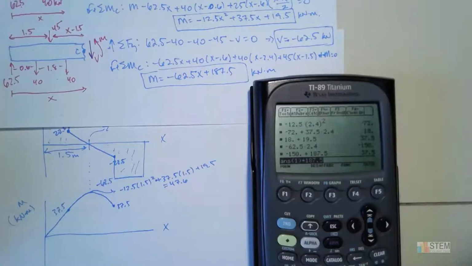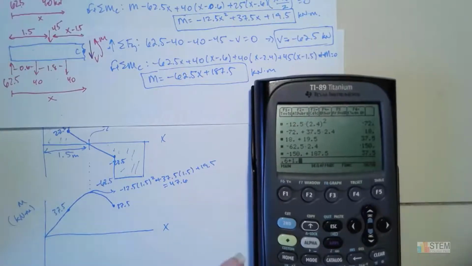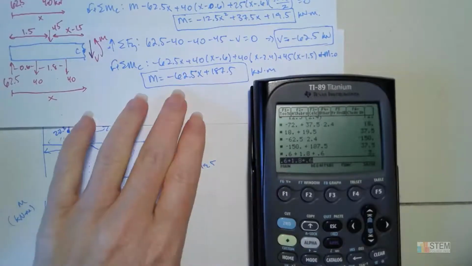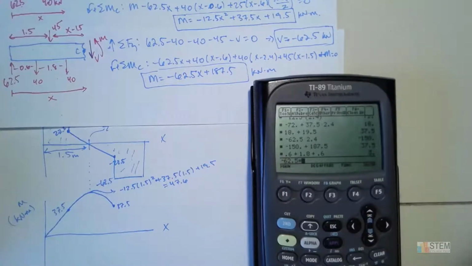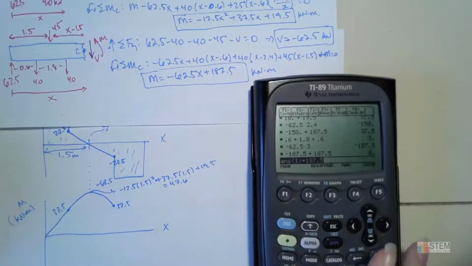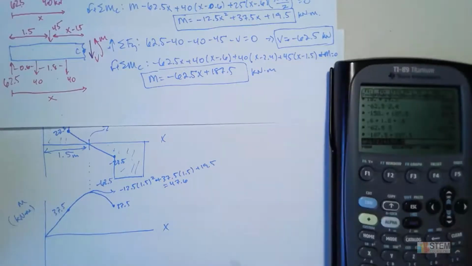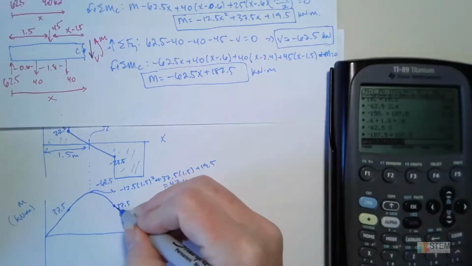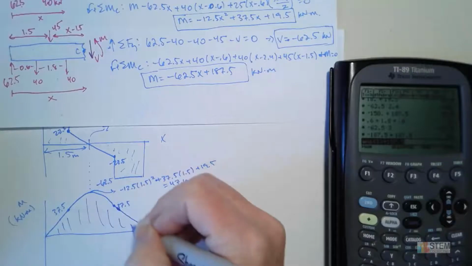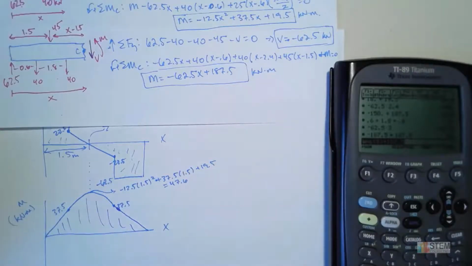And then we want the final value. So the final value is the 0.6 plus the 1.8 plus the 0.6. So 3. All right, so we're going to do negative 62.5 times 3 plus 187.5, which takes me to 0, which is what we should get, right? So if you don't end up at 0, you've done something wrong. So that means we're going to go down here and end at 0 right there. And then this would be your diagram.